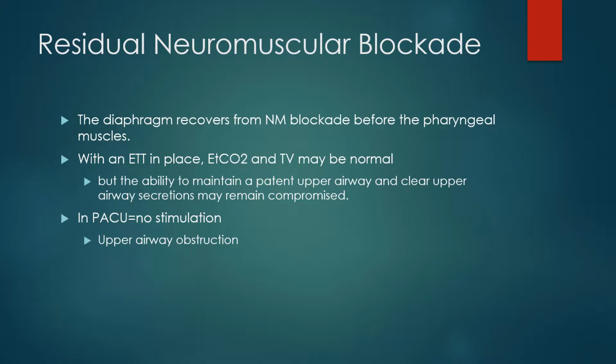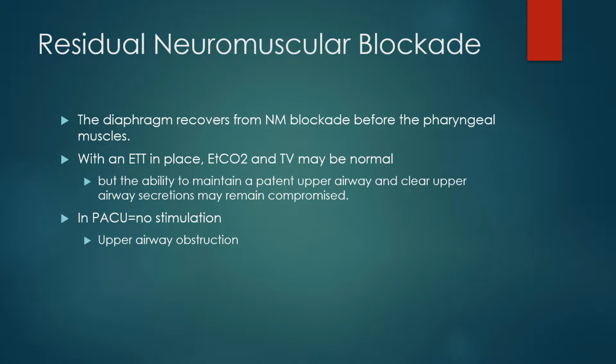When evaluating upper airway obstruction in the PACU, first you gotta make sure paralytics have worn off or been reversed. Residual paralysis can be hard to detect because the diaphragm recovers from the paralytics before the pharyngeal muscles do. So in an intubated patient, we look at end-tidal CO2 and tidal volumes, but they only tell us if we have adequate ventilation. The ability to maintain a patent upper airway and clear upper airway secretions may not have returned yet. Patient may not be able to do that.